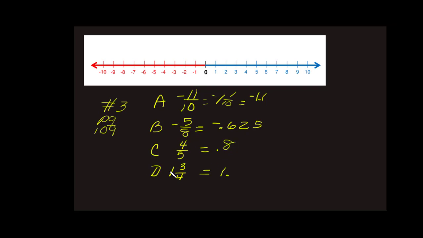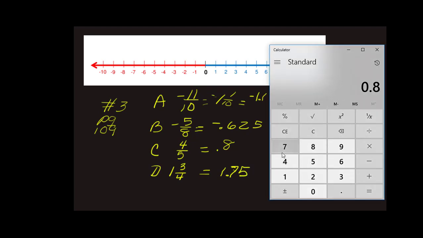Okay, we're going to look at D now, 1 3/4. And I moved over my whole number, and 3/4 is equal to 0.75, which is one of those common fractions that you should know. So I'm going to write that down. I'm having trouble with my pen right now, but I'm also going to prove it to you with the calculator. So I'm going to take 3 divided by 4, and I get 0.75.